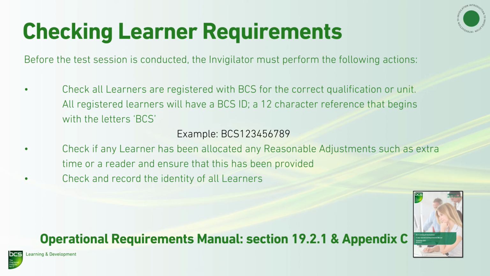Check if any learner has been awarded any reasonable adjustments, such as extra time or a reader, and ensure that these have been provided. Finally, check and record the identity of all learners in the test session. For more information, visit Section 19.2.1 or Appendix C of the Operational Requirements Manual.